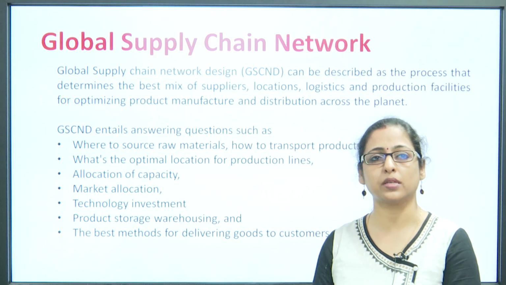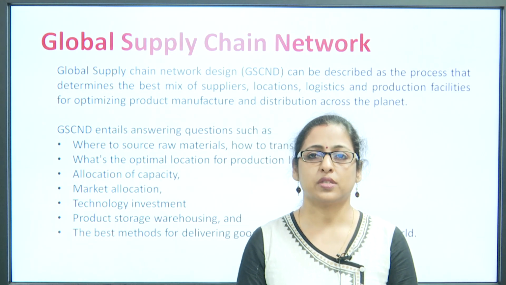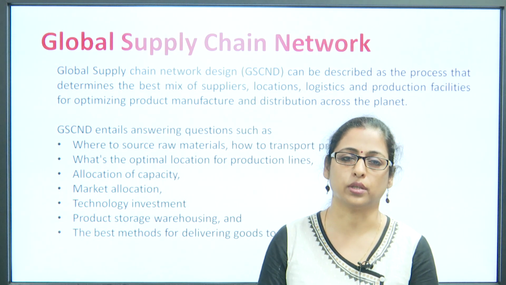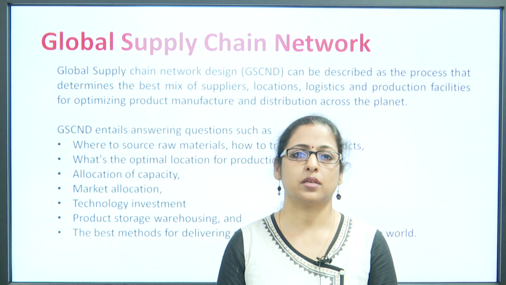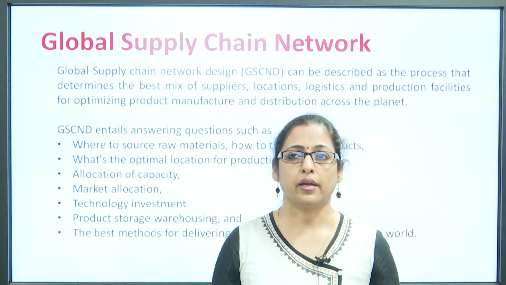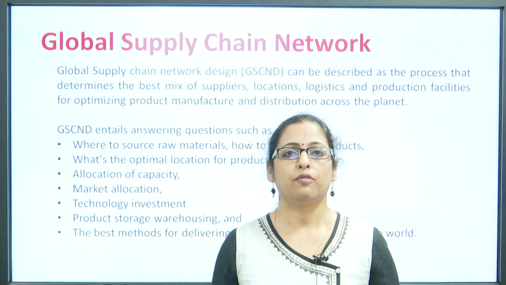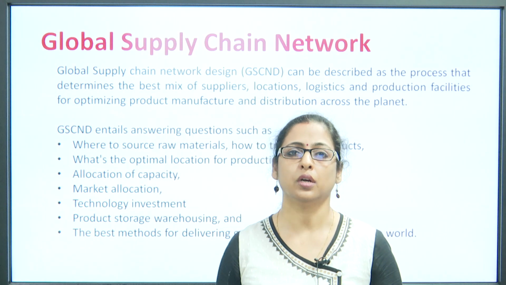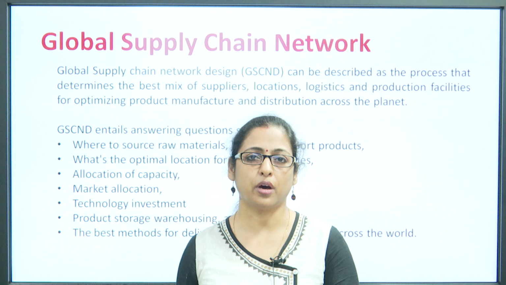Then allocation of capacity is again very important, because obviously every organization has limited resources, we all know that, and allocation of resources and capacity is important, because in a global supply chain every country may have a different set of functions, different roles and responsibilities, and different kinds of working.